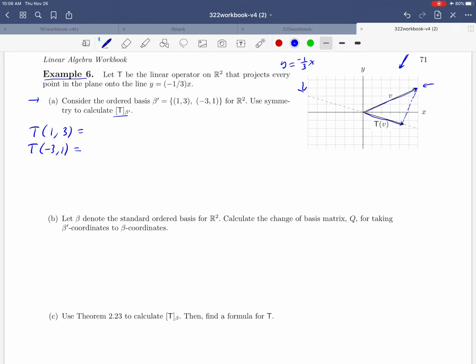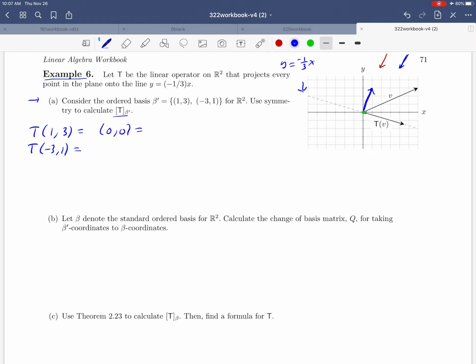Let's go to our picture and see if we can reason out what the output value should be. So (1, 3), that vector is sitting right here. And what's special about that vector is that it's perpendicular to our line. So the question you want to ask yourself is, if you shine the light perpendicular to the line, what would the shadow of that vector look like? Well, because it's perpendicular to our line, the shadow is just going to be a single point. It's going to collapse down into the origin. And what that means then is that T of (1, 3) is (0, 0).